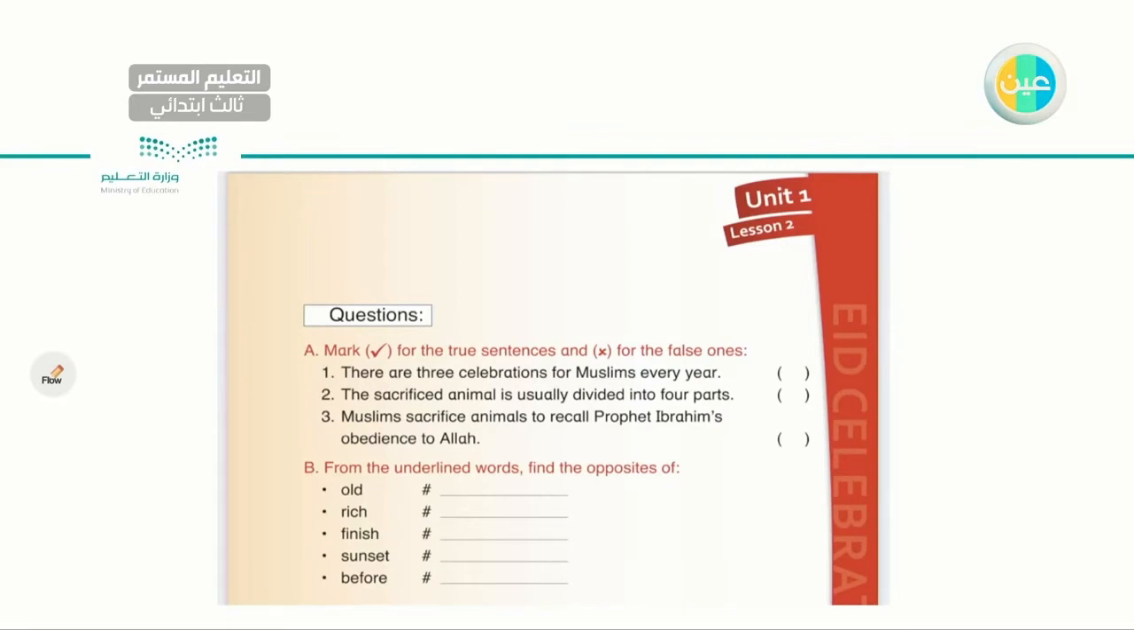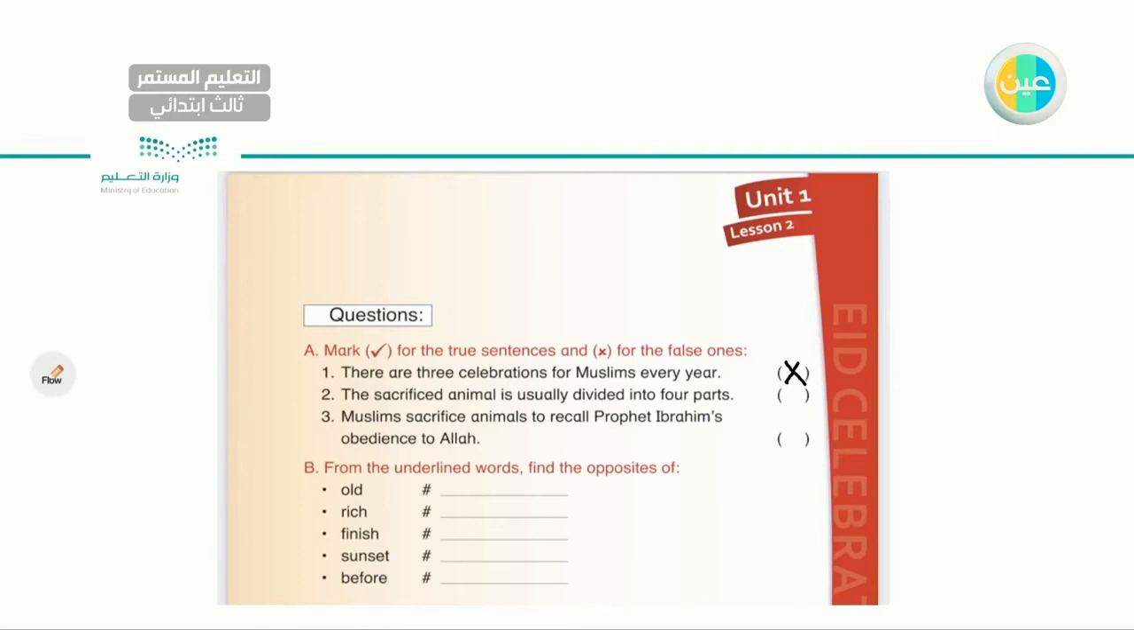Let's read number 1. There are 3 celebrations for Muslims every year. 3 celebrations. What do you think, my dear student? Is this a true sentence? Do we have 3 celebrations? Yes or no? What do you think? No, we just have 2 celebrations, Eid al-Fitr and Eid al-Adha. So this sentence is not correct. It's a false one.